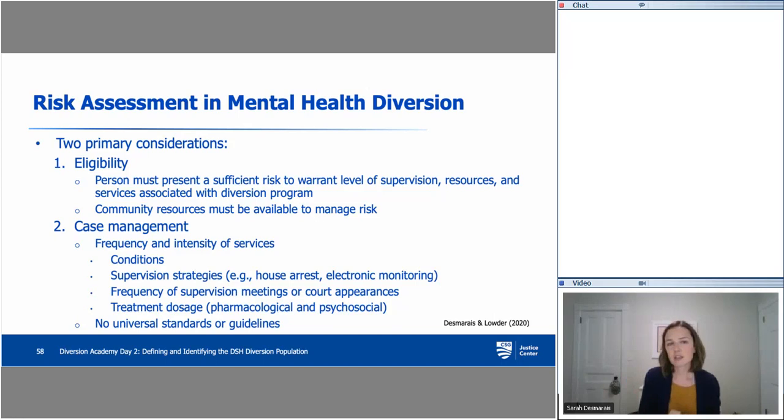So we're going to be considering things like the conditions that are in place. We're going to be considering supervision strategies, the frequency of supervision meetings, court appearances, or other treatment contact. And then also thinking about the dosage of the treatment itself, whether that's pharmacological treatment, but also treatment dosage as it relates to psychosocial interventions. I wish I had a magical answer where you could look at a grid and say this person needs this level, this person needs that level, but it will be a very individualized case process.